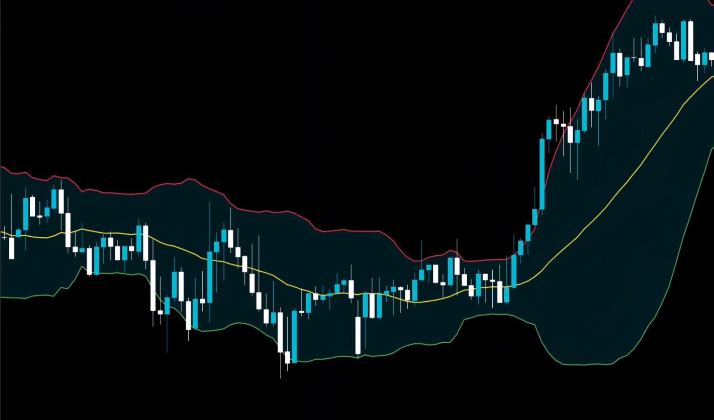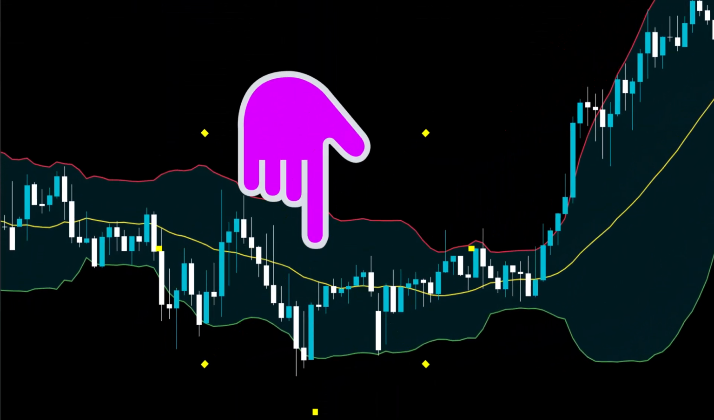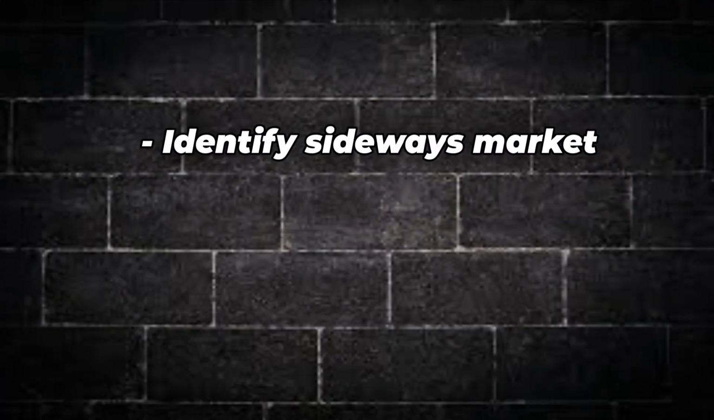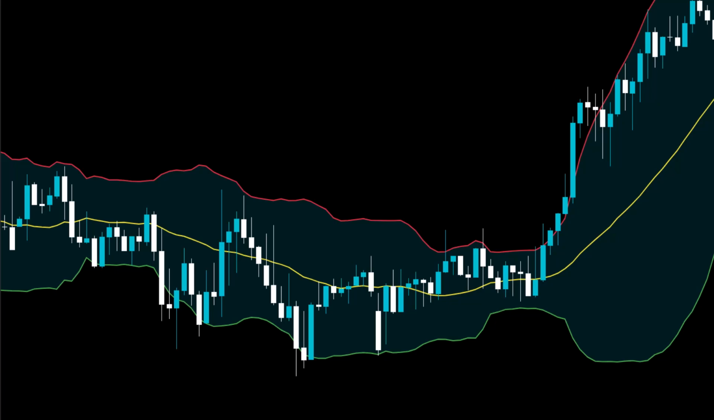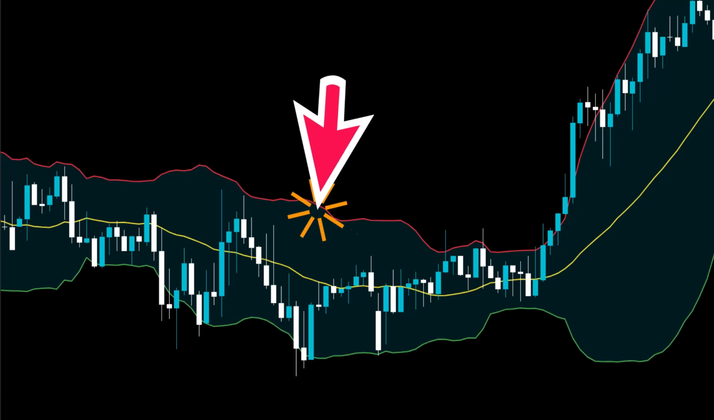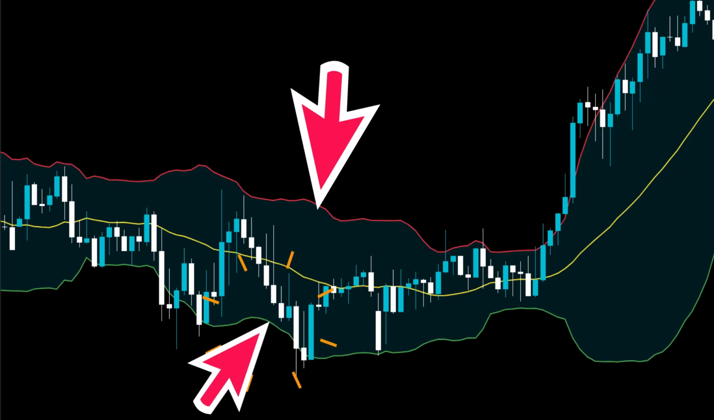Look for areas on the chart where the Bollinger Bands are relatively narrow, indicating low volatility. During this phase, the price should be moving sideways within the bands. The second step is to confirm price containment. Ensure that the price has stayed within the bands for most of the consolidation period. The upper band should act as resistance, while the lower band should serve as support.